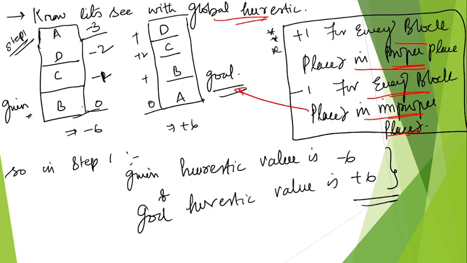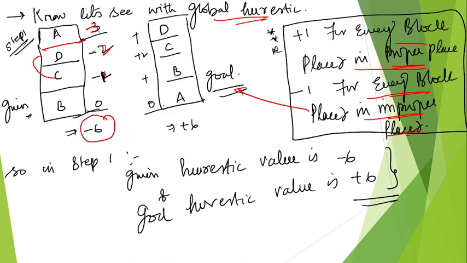Okay. Now before B there is nothing, 0. After B we have C. C is not in the proper place, -1. After C, D comes, correct? No, 2 blocks are not in place, -2. After D, A comes, so -3. So -3, -2, -1, that is -6.